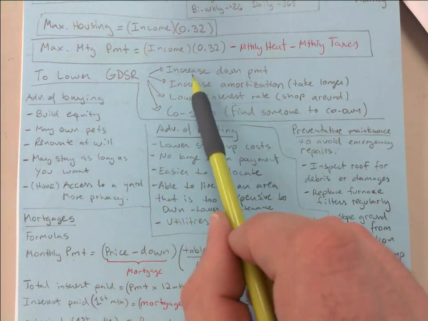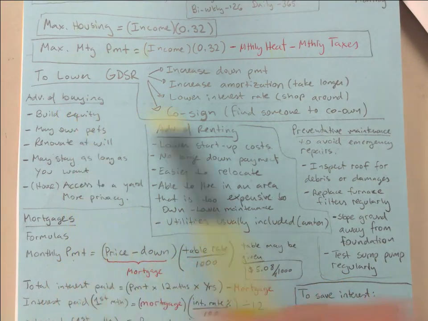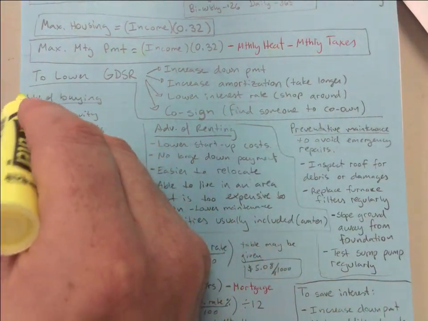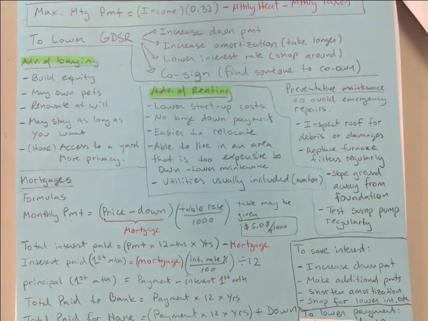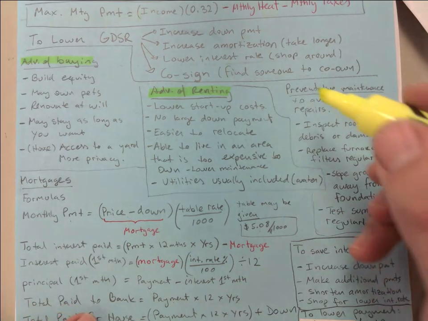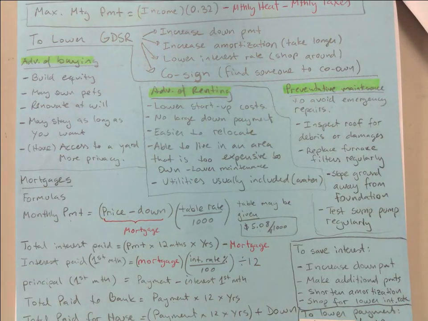To lower your GDSR, you can do several things. I have my advantages of buying and I've got advantages of renting. Have a few of those. I have some examples of what preventative maintenance could be. This one I would caution because I cannot prepare you for all scenarios, but the main ones are roof, right? Your furnace, your heating situation, your foundation. Those are basically the most important ones. If you can keep water out of the house, you're doing pretty good, okay?